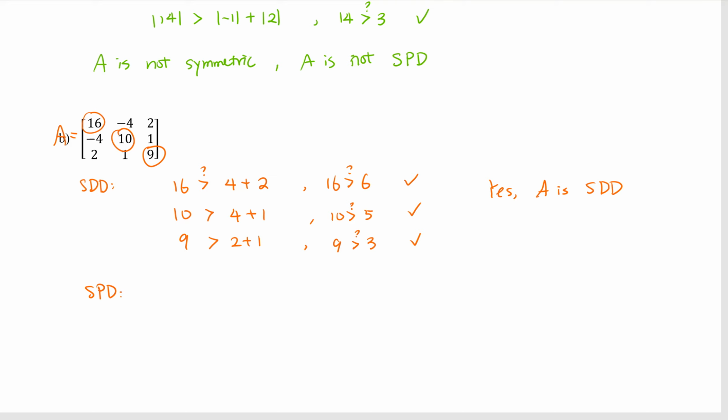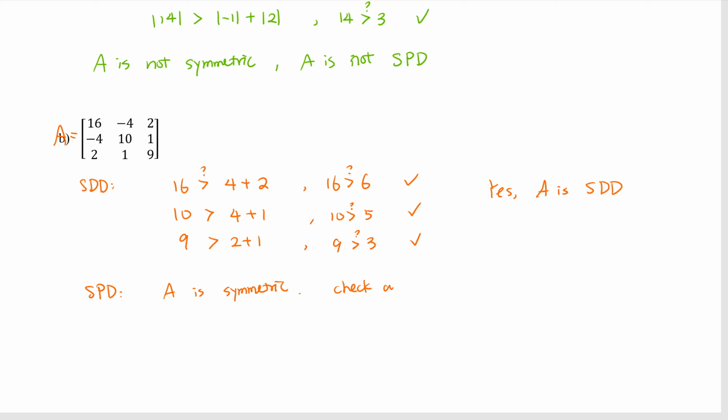For SPD, first we need to check, is A symmetric? Yes, A is symmetric, because the diagonal is like a mirror. This entry equals this entry, this one equals this one, and this one equals this one. So we have symmetry: A equals the transpose of A. Next, what do we want to check? We want to check that all of the upper left submatrices have positive determinants.